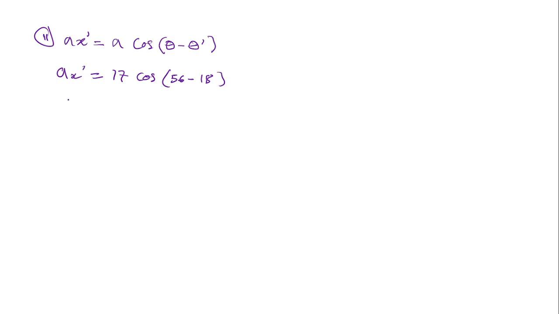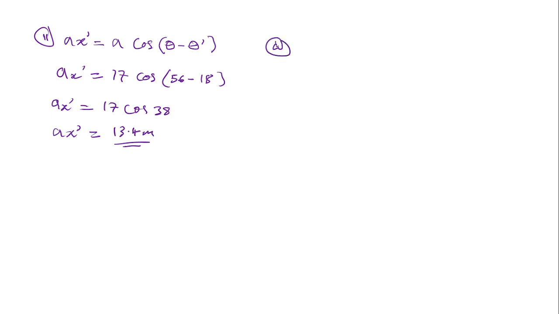56 minus 18. So ax complement is simply equal to, if you work out that, this will be 17 cos 38. 17 cos 38. So ax complement is simply equal to 13.39 or 13.4 meters. So that's how you can look for that particular question.